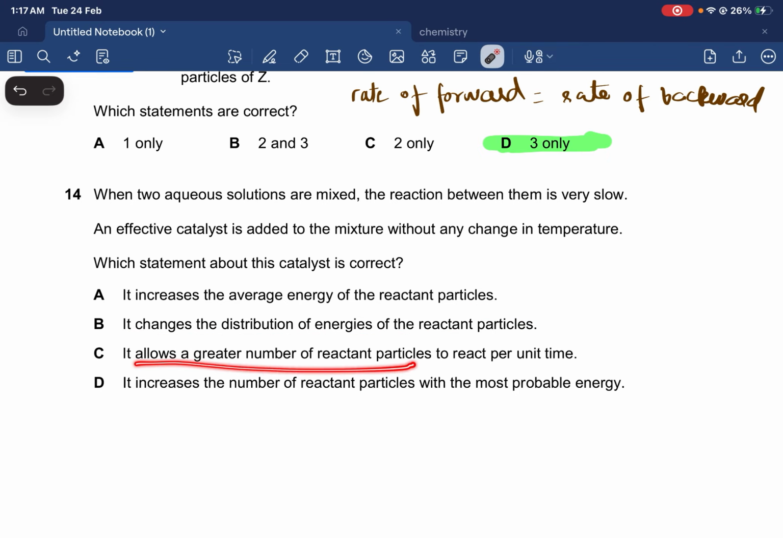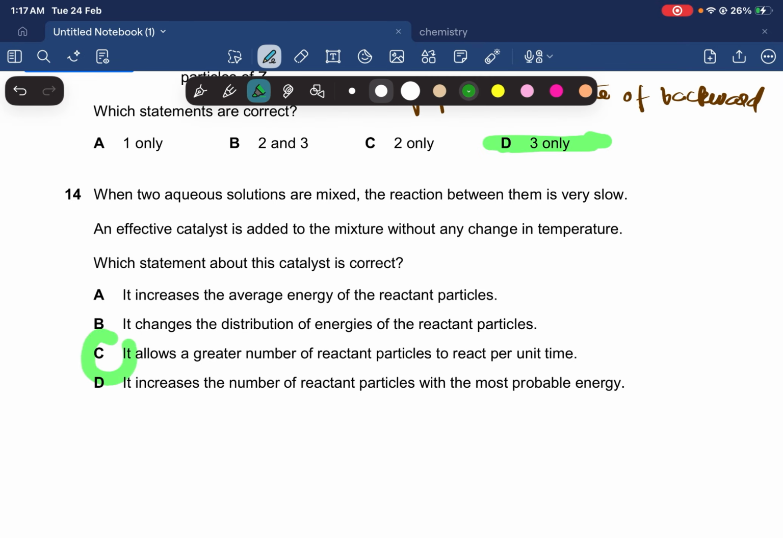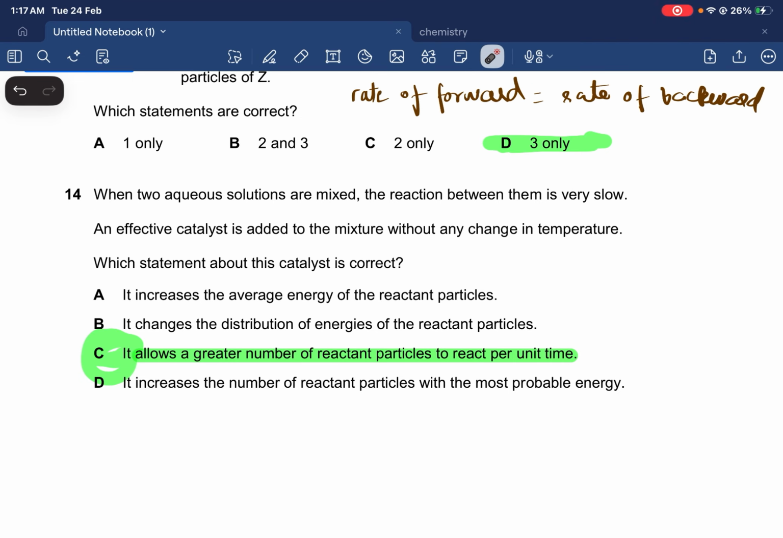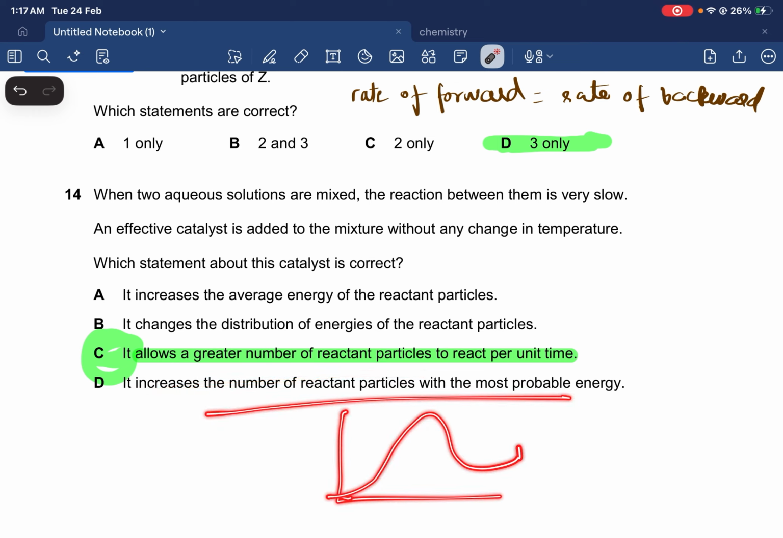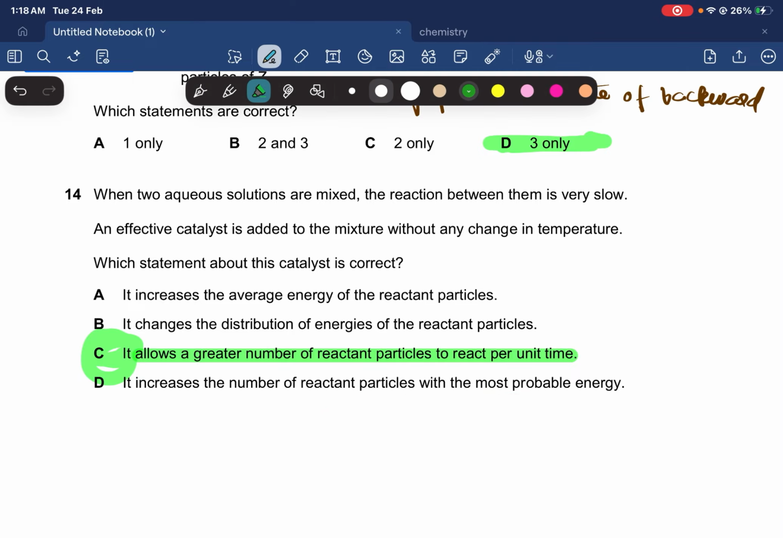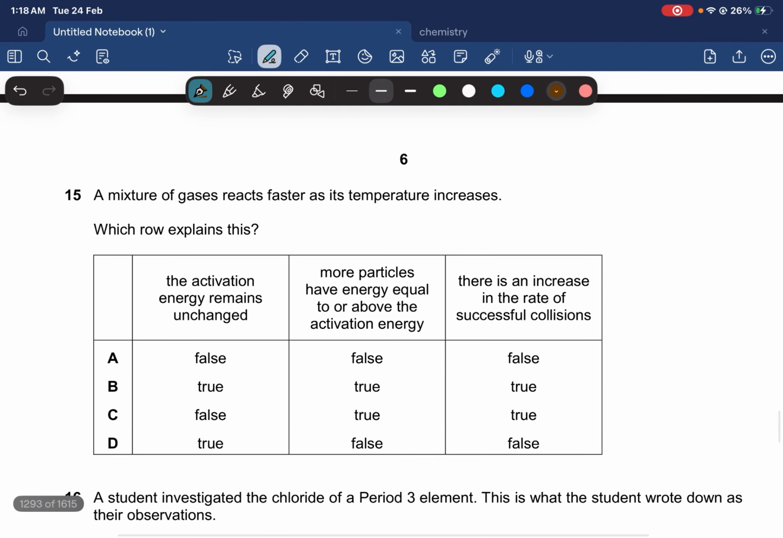It allows a greater number of reactant particles to react per unit time. That's correct. It's going to make a greater number of particles react by decreasing the activation energy. It doesn't do anything to the particles, just allows more to react. It increases the number of reactant particles with the most probable energy. No, that's going to affect the shape of the curve. It doesn't affect the number of particles. It just allows them to react by generating an alternative pathway for the reaction to proceed.